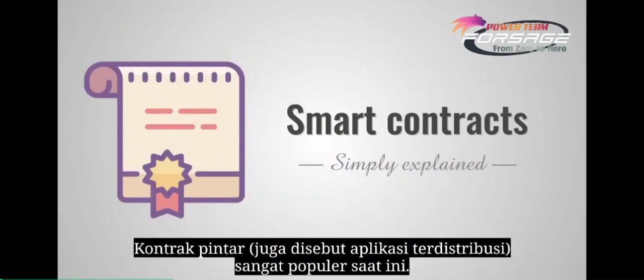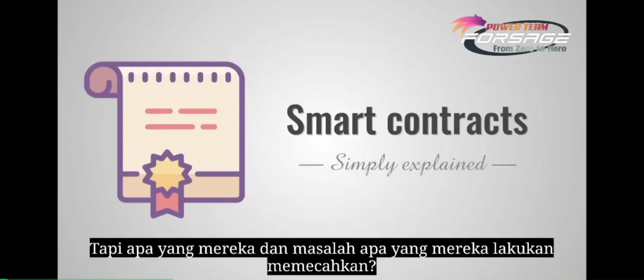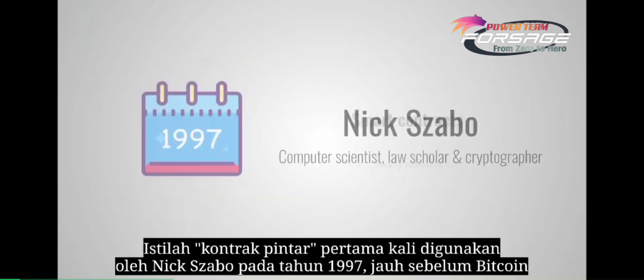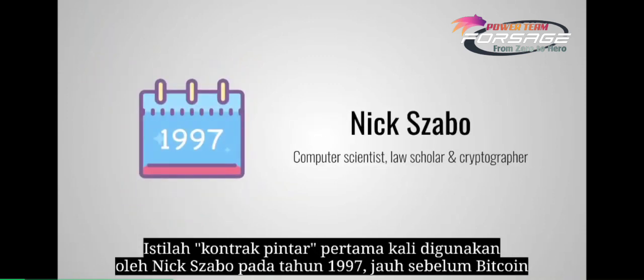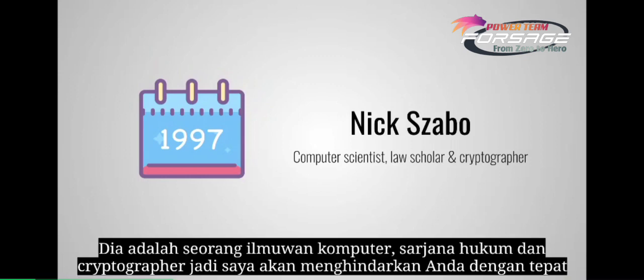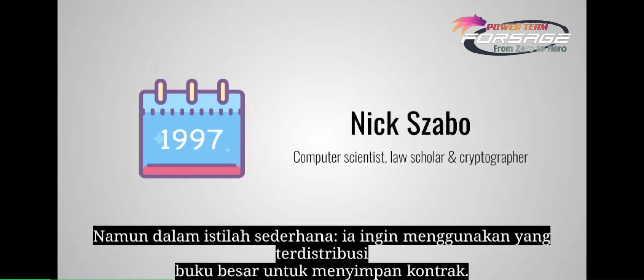Smart contracts are very popular nowadays, but what are they and what problems do they solve? The term smart contract was first used by Nick Szabo in 1997, long before Bitcoin was created. He is a computer scientist, law scholar, and cryptographer, so I'll spare you his exact words, but in simple terms, he wanted to use a distributed ledger to store contracts.